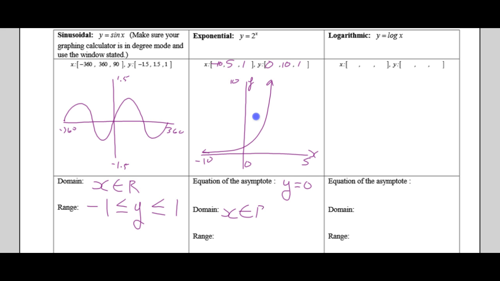Domain is x belongs to the reals, and the range is y is strictly greater than 0, right? You cannot make it equal to 0. So the range is y is greater than 0, must be greater than 0.